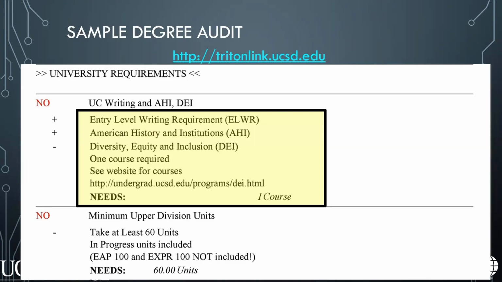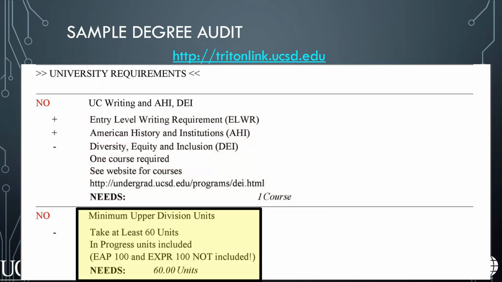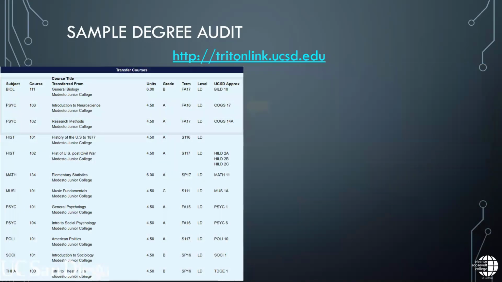The diversity, equity, and inclusion requirement: most of you will have to do this requirement, and you would not have met it through classes you transferred in. So that'll be something new for everybody. And a minimum of 60 upper division units, of course, is required to graduate. So that's in the university requirement section. All right, so let's look at an example.